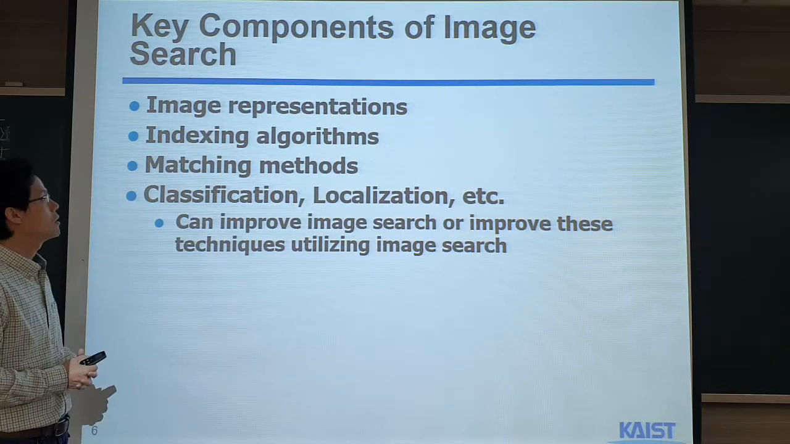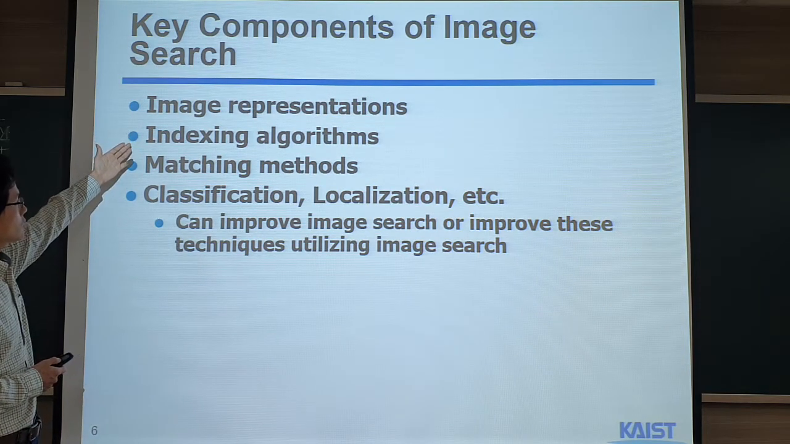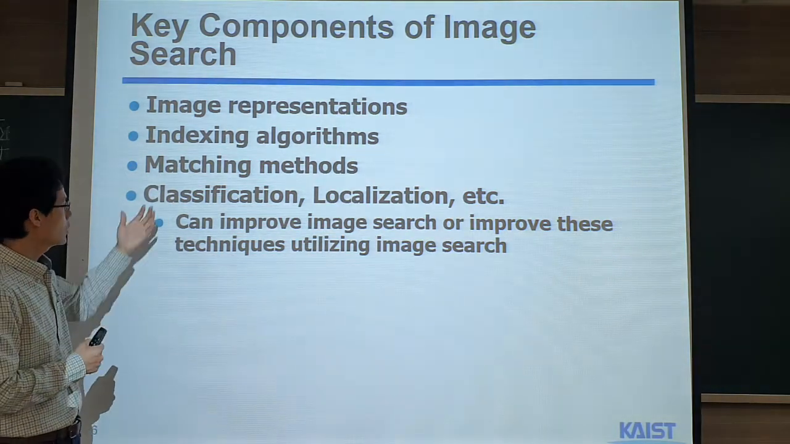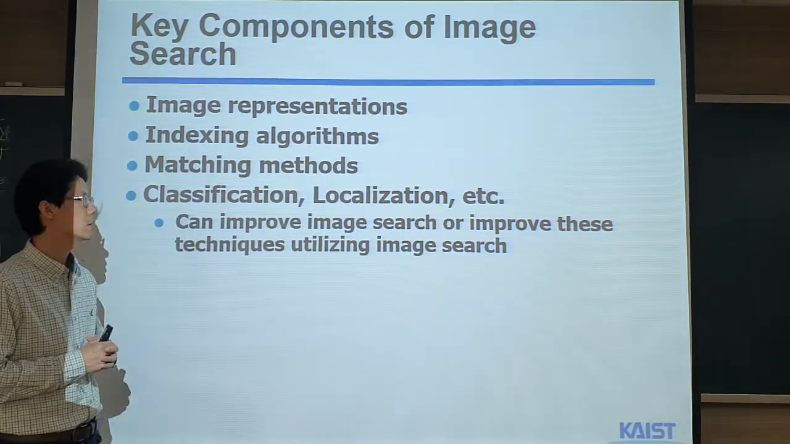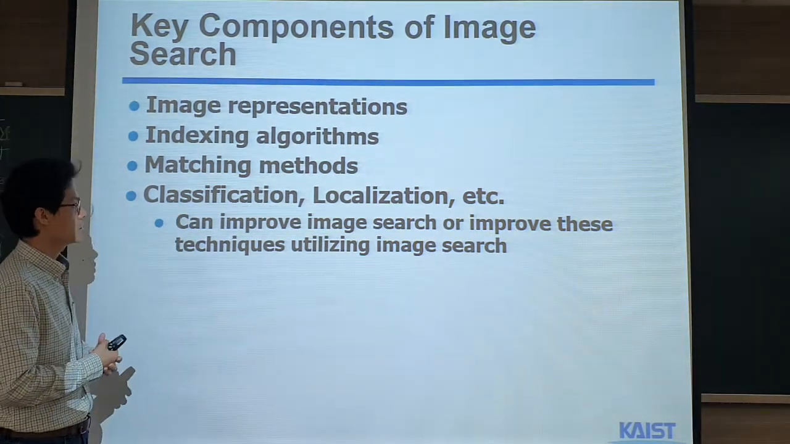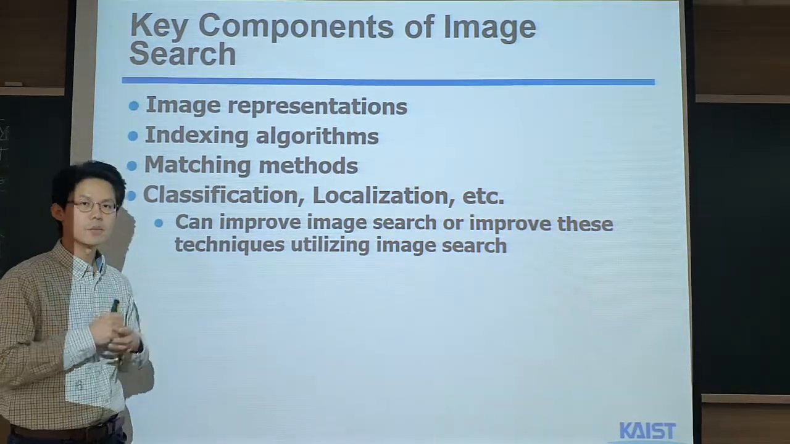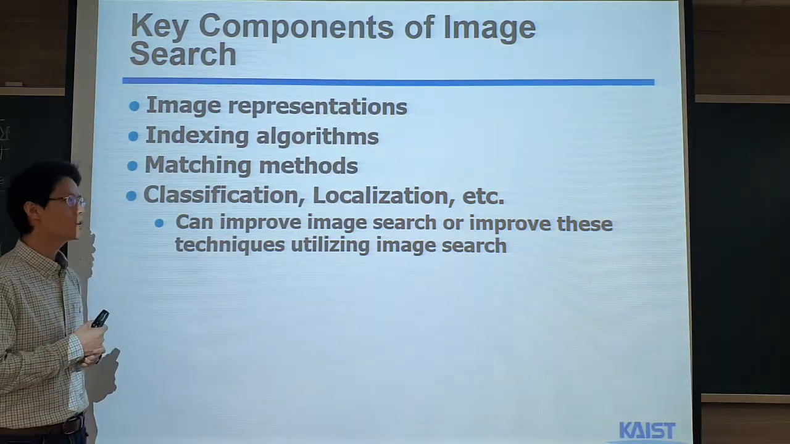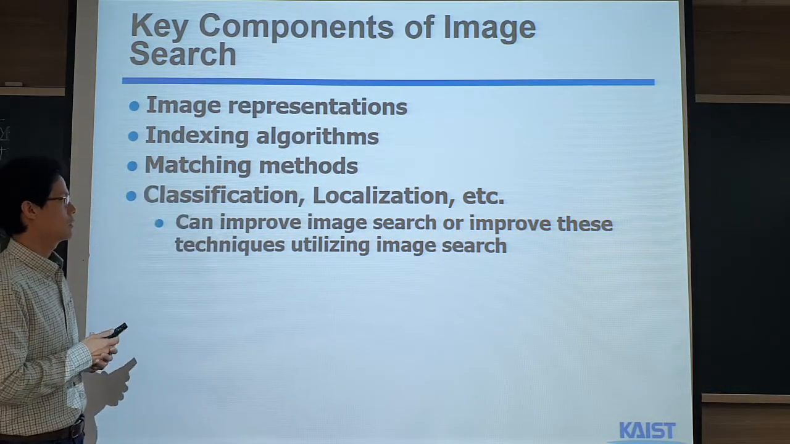These are some of the key components of image search, and obviously we'll talk about image representation, indexing structure, and matching algorithm. There are also many techniques related to image search, such as classification and localization, which are mainly studied in the computer vision field. Based on image search, we can even improve classification and localization. Also, we can adopt some of this classification and localization to image search and improve its quality. So you can do any kind of research project if it is related to some of these topics.